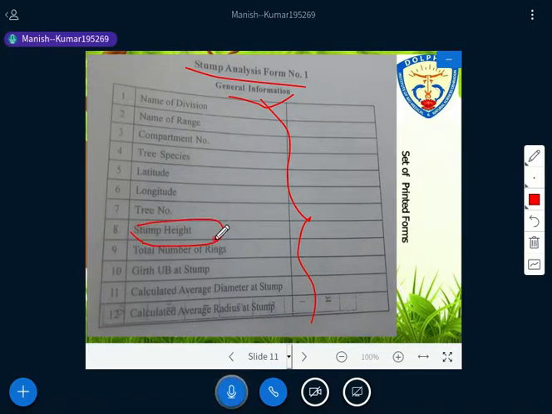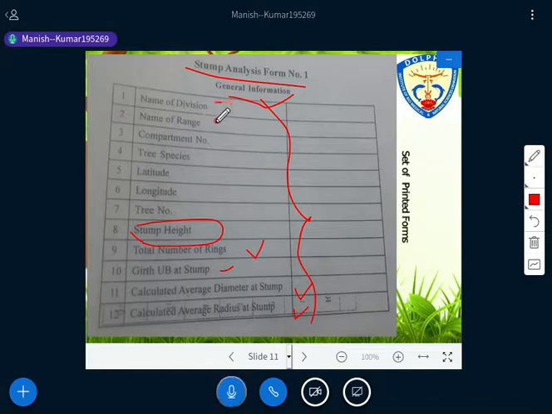Here we are writing the stump height. Is it clear? Then we have to calculate the total number of rings, girth under bark. You just look at here. Then calculate average diameter at a stump and average radius at a stump.